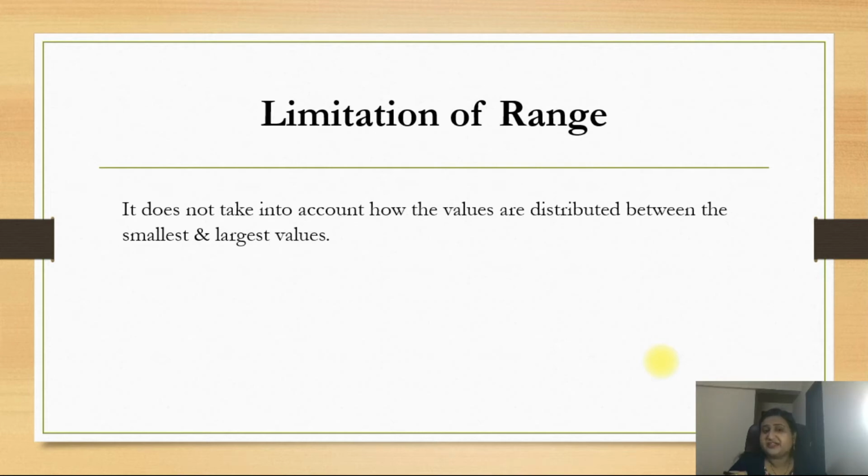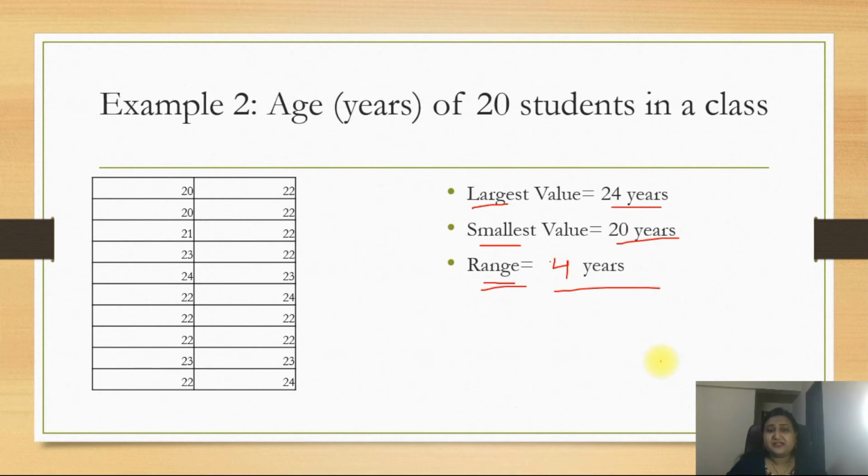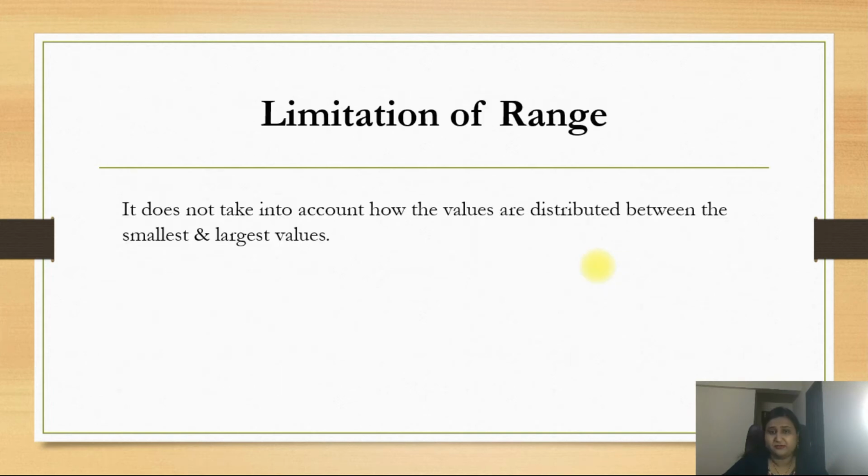But it has many limitations as well. Its major limitation is that it does not take into account how the values are distributed between the smallest and the largest values. So that means it depends only on two data points, the largest and the smallest. If we change every data point in between the largest and smallest, the value of range will not change. So this is its limitation. That means it is not based upon all observations. It gives us only a crude idea about the dispersion.